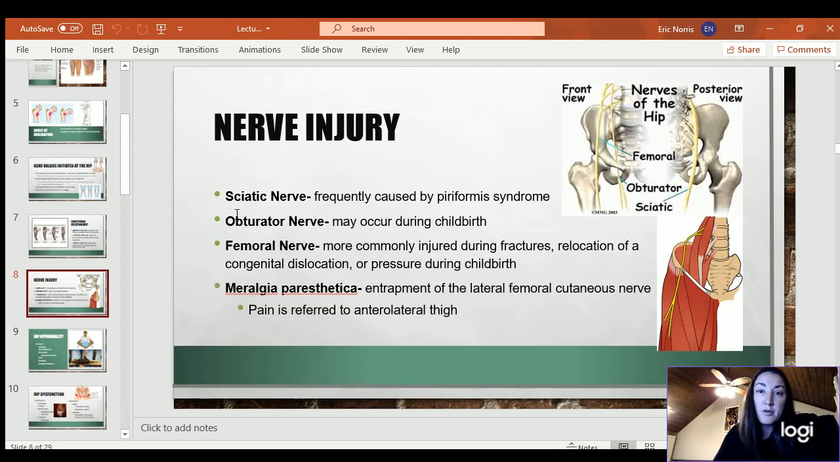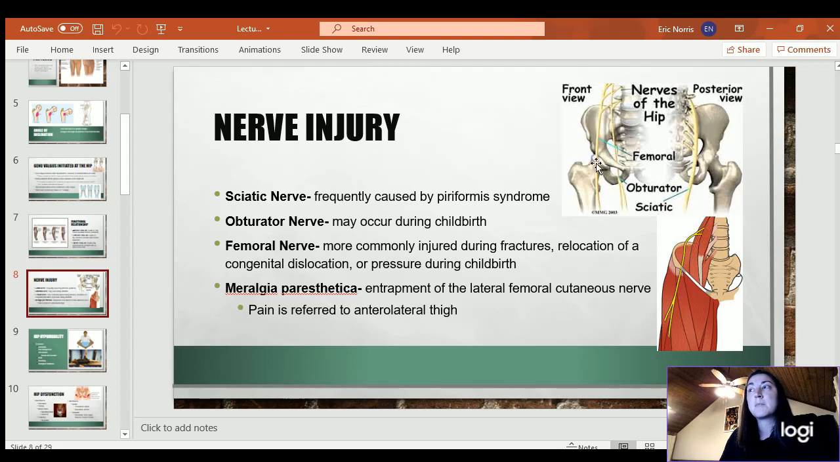The obturator nerve can get damaged during childbirth, just based on the head of the fetus pressing on that nerve as the hips spread and it descends down the vaginal canal. So that would be the obturator nerve. And the femoral nerve can be damaged. I should have been pointing, that's the obturator. The femoral is more lateral out here. It can be damaged when you fracture the femur, especially really any of the places, but it can be damaged with that. It can be damaged with relocation of a congenital dislocation.